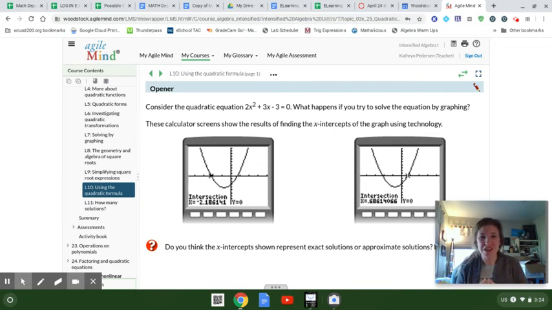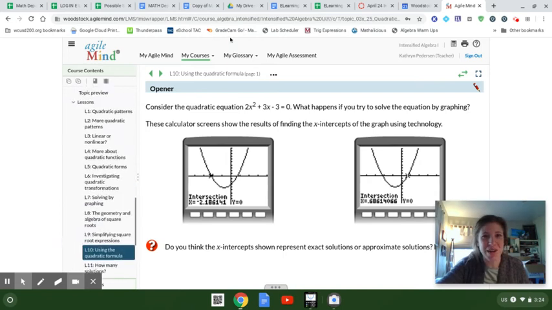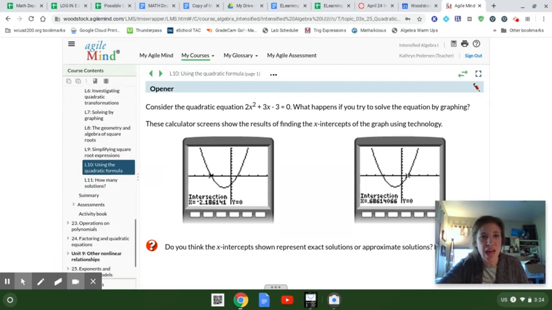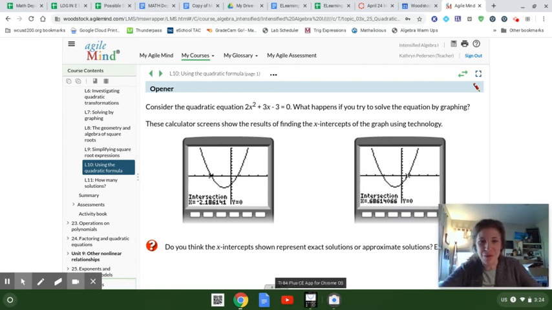If you want to log on to Agile Mind, I am going to just use a couple of their slides in Agile Mind. If you go to My Courses on the top, we are still in Unit 8. So drop down the arrow next to Unit 8, drop down the arrow next to topic 22, and we are down here at lesson 10, using the quadratic formula. You're also going to want access to your school calculator on your computer. That would be ideal. Otherwise, whatever calculator you have at home or built into your computer, you could also use this one up in the top corner of your Agile Mind. And of course, you're going to need your workbook.